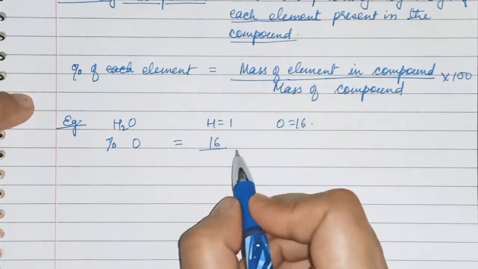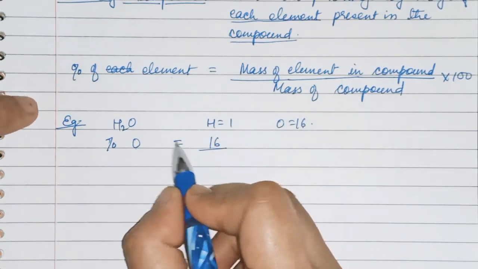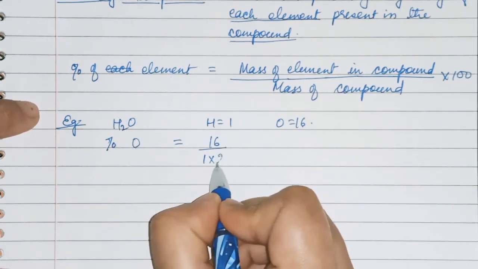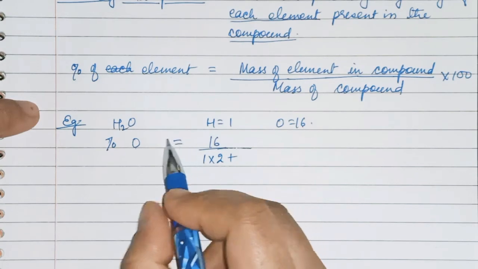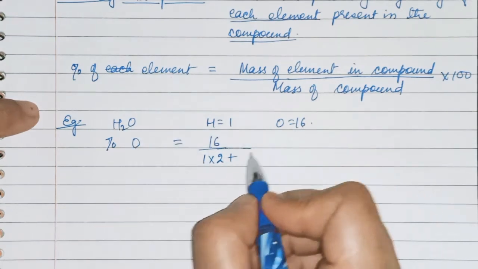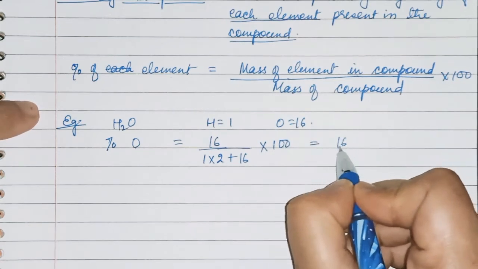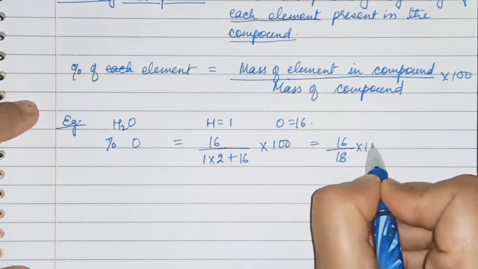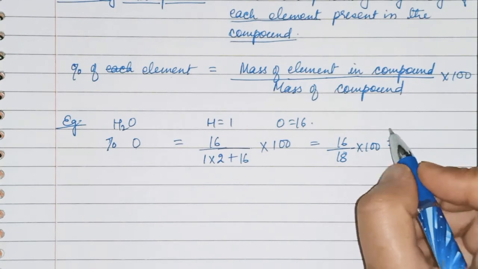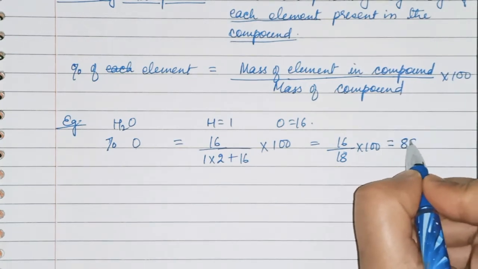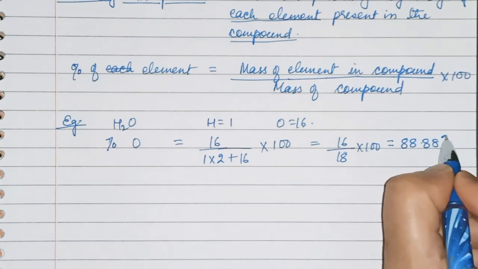And mass of compound, what you will write here? Mass of compound is hydrogen is 1. How many atoms of hydrogen? 2, plus oxygen, 1 atom is there, so you will write 16 into 100 is equal to 16 upon 18 into 100. On doing the calculation, you will get the value 88.88%.